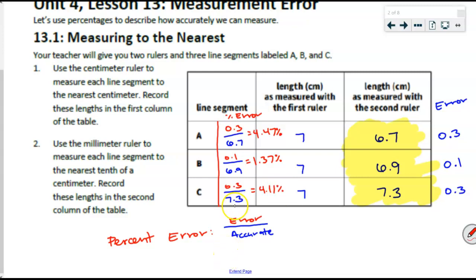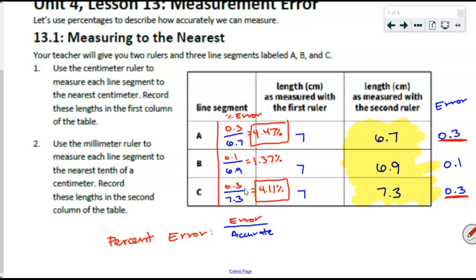Why did this happen? Take a look here. Do you see how here we had 0.3 error and here we had 0.3 error? Look at the percents. Why is this 4.47% and this 4.11%? Why, when the error was the same over here, is it that the percents are different? Quick discussion with your groups. I should hear every table talking here. Why did we get different amounts here? These were the same. So why did this turn out different?